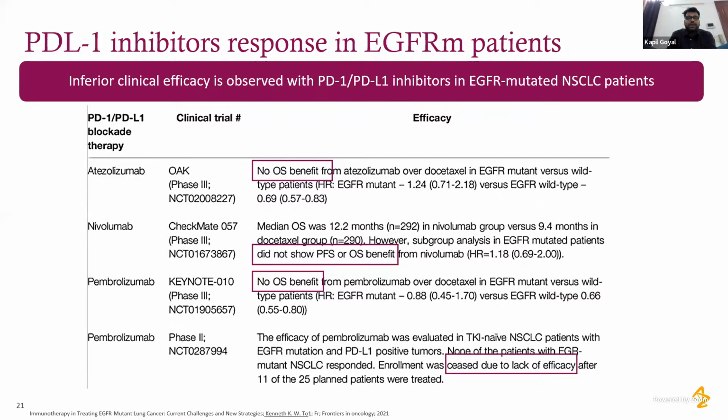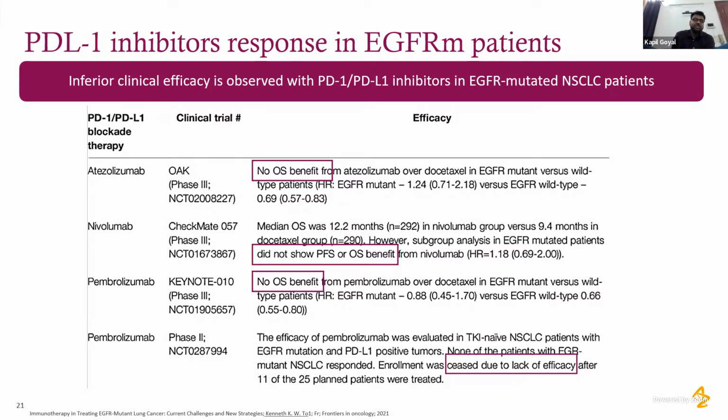So if we look at immunotherapy in EGFR mutated patients, inferior clinical efficacy is observed with immuno-oncology drugs in EGFR mutated NSCLC patients. This has come to our notice, and oncologists across the globe are aware that immuno-oncology drugs should not be used in patients who have EGFR driver mutation positivity. We had atezolizumab, a PD-L1 inhibitor, in the OAK phase 3 trial: no OS benefit from atezolizumab over docetaxel in EGFR mutant patients.